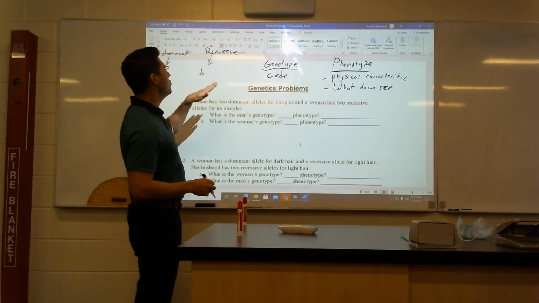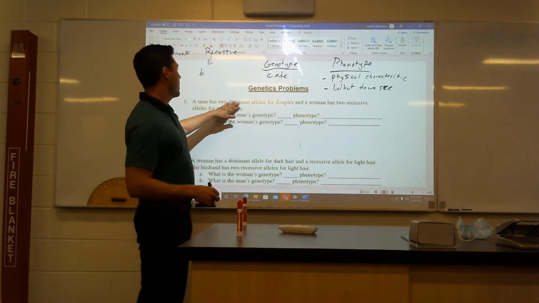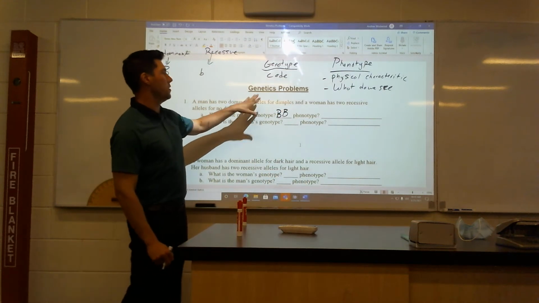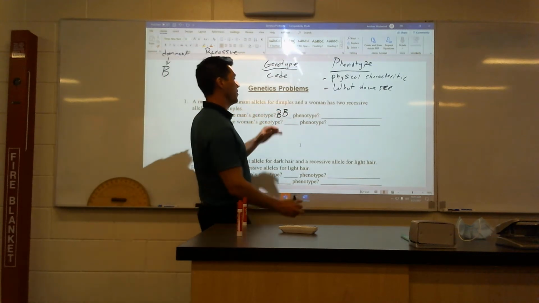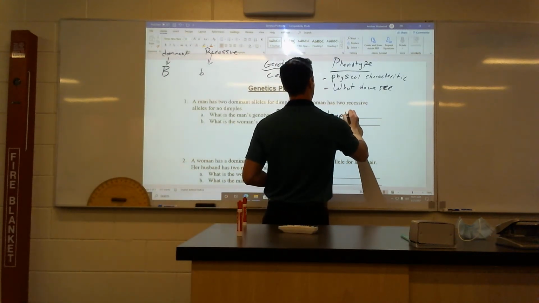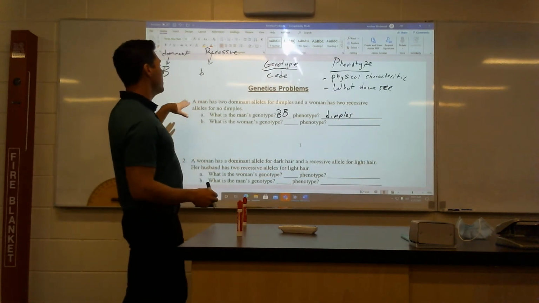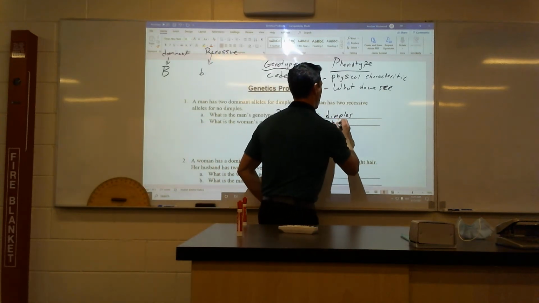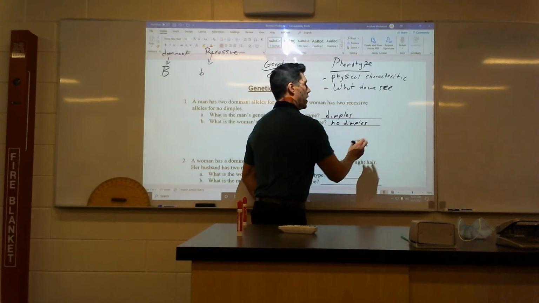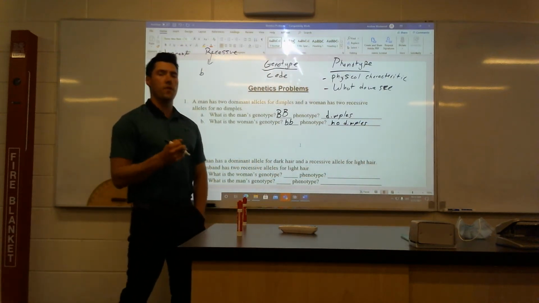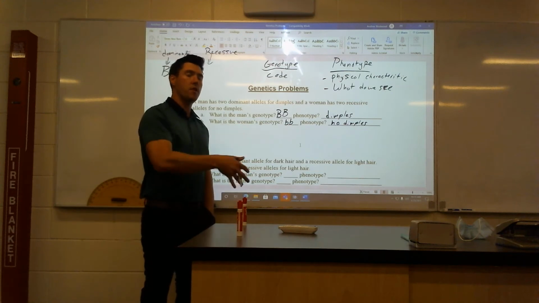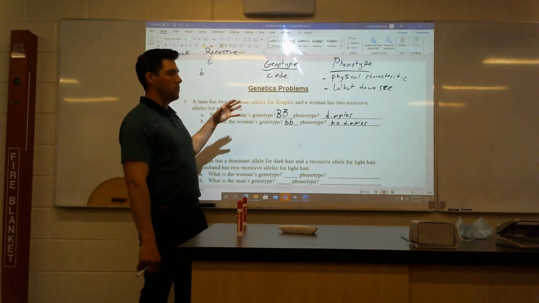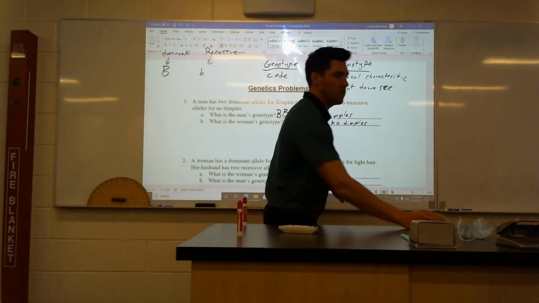So it's a man has 2 dominant alleles for dimples. Okay, that means this is the man. They're going to have big B, big B. Okay, 2 dominant alleles. So big B. And they have dimples. So that is what we see, dimples. A woman has 2 recessive, so little b, little b, and no dimples. Okay, so that's what we're looking at when we say genotype, phenotype. Genotype is the code. Phenotype is like the physical characteristic, or what do we actually see? Okay, so there's question 1. Question 2, very similar. Go ahead and try it. Let's go to question 3.